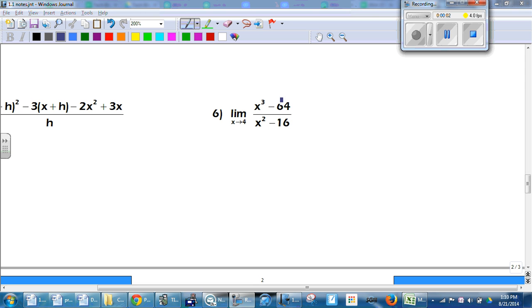And for number 6, this is one where we use direct substitution. We end up getting 0 over 0 again. We have to try and factor. Now, you may have forgotten how to factor something like this. This is the difference of 2 cubes.